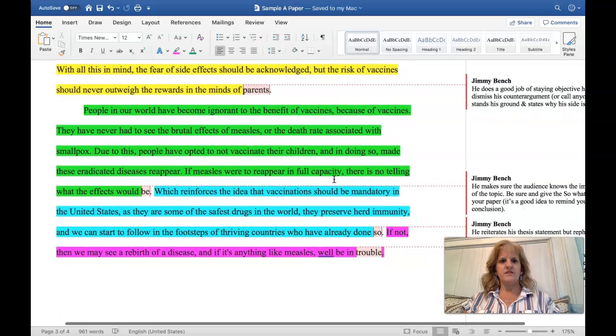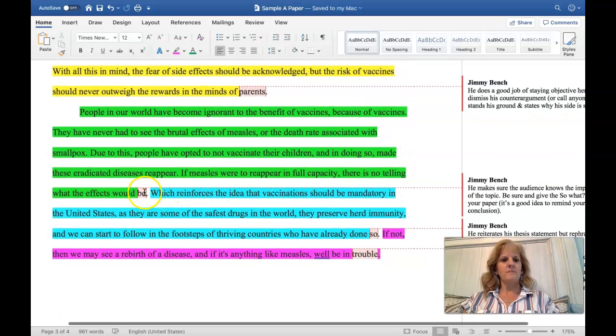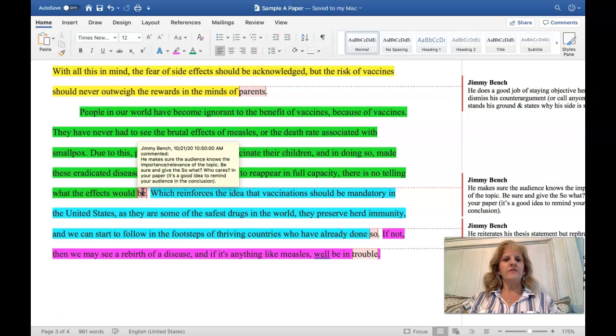Okay, so here's a nice conclusion. I have here that he makes sure the audience knows the importance or relevance of the topic of vaccines. So you need to be sure and give that "so what" or "who cares" in your paper. And it's a really good idea to remind your audience in the conclusion of that so what, who cares. Why is your topic relevant?